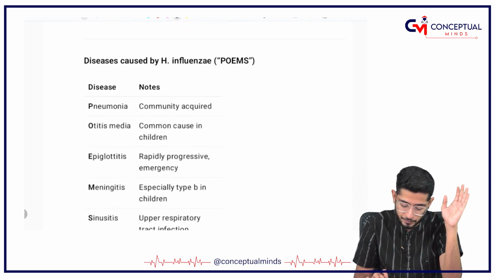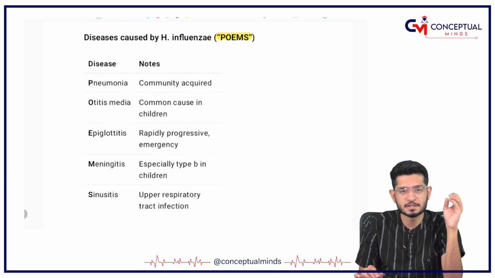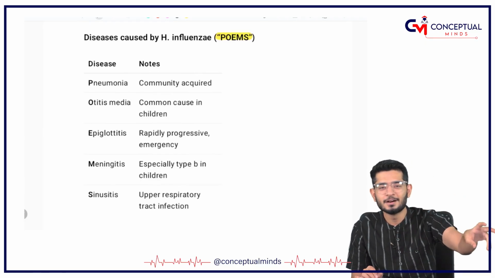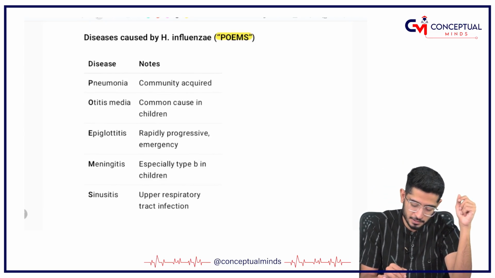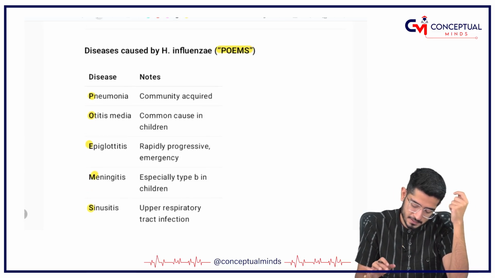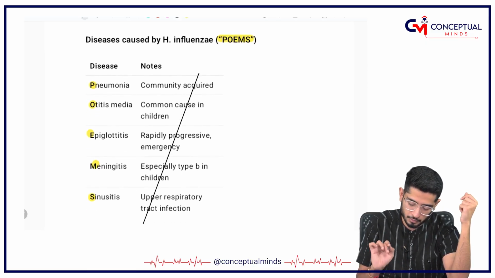Okay. So, what are the diseases caused by H. influenzae? Again the mnemonic is POEMS. P for pneumonia, O for otitis media, E for epiglottitis, M for meningitis, S for sinusitis. This is it. All the rest you can remove, not very important.